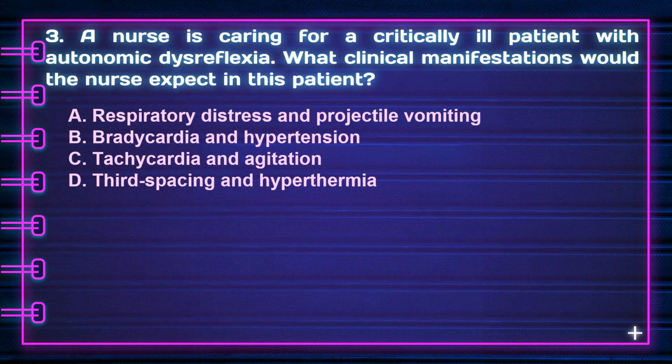Of course, we know that autonomic dysreflexia is characterized by a pounding headache. There is profuse sweating, and at the same time, there will be piloerection, or goosebumps, and that's also associated with bradycardia and hypertension. It occurs in cord lesions above thoracic 6 after spinal cord shock has resolved, and it does not result in vomiting, tachycardia or even third spacing. Number three, the best answer is letter B, bradycardia and hypertension.